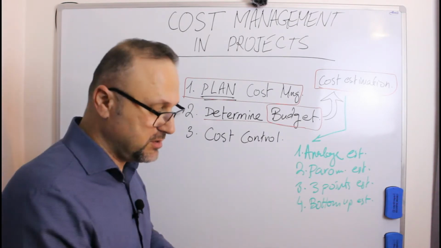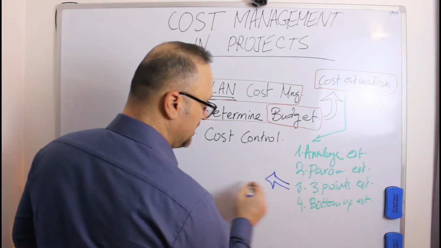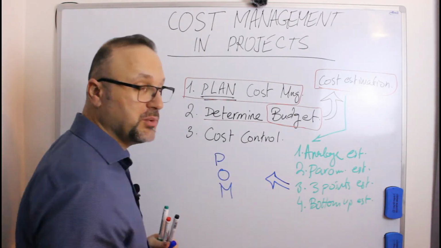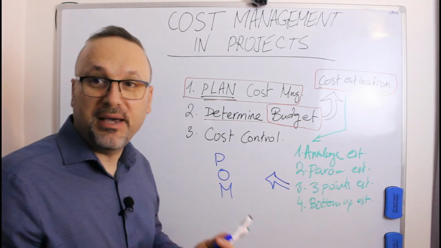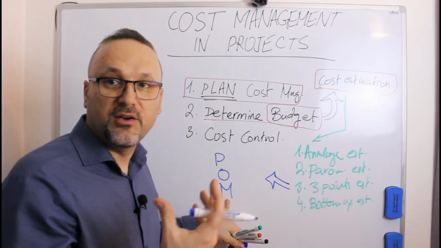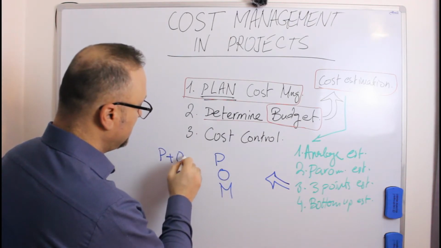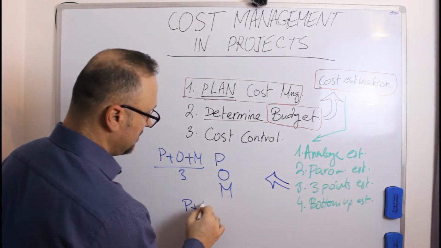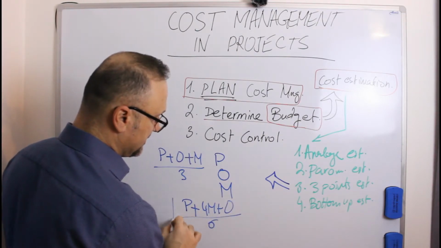Three-point estimation means you always have pessimistic, optimistic, and mean value. Pessimistic means the worst, optimistic means the best, and mean value means the range in between. So if you have three-point estimation, you have (P + O + M) / 3, or you have (P + 4M + O) / 6.